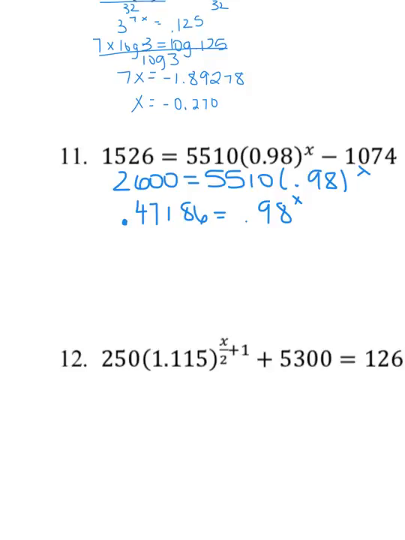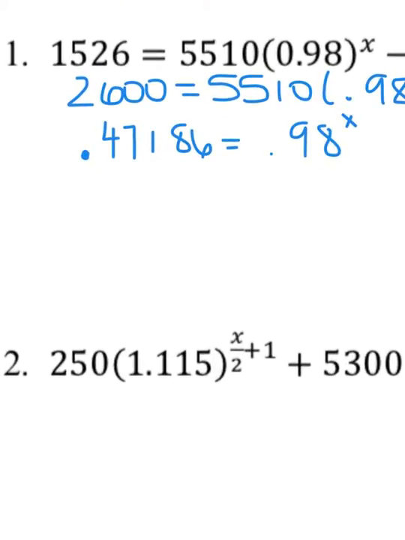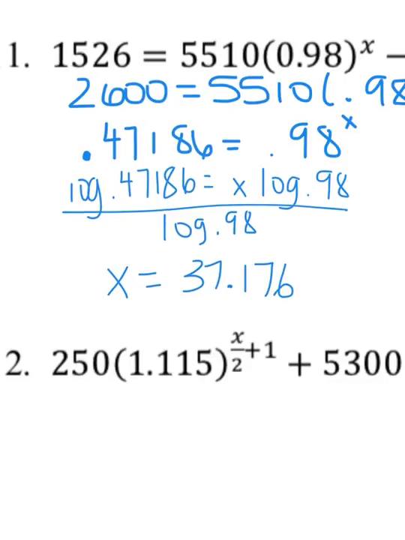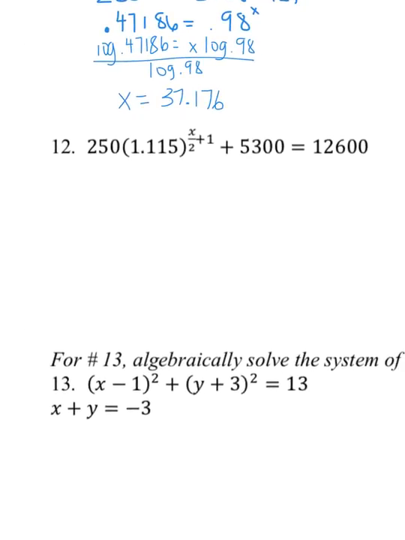Once the base and the exponent are alone, you can take the log of both sides. So now I have the log of 0.47186 equals x log 0.98. And then I divide by the log of 0.98. And that gives me x is equal to, so remember, keep that full number, the 0.4718 number, in your calculator. And you're dividing by the log of 0.98, which gives me a final answer, rounded to the nearest hundredth, of 37.176 for number 11. And last one of these is number 12.